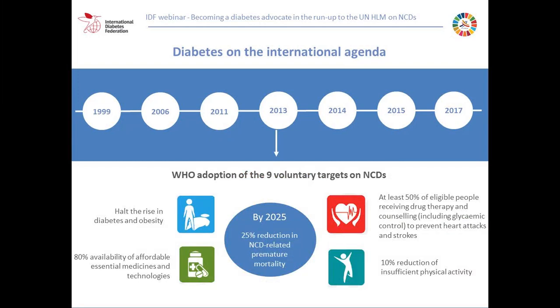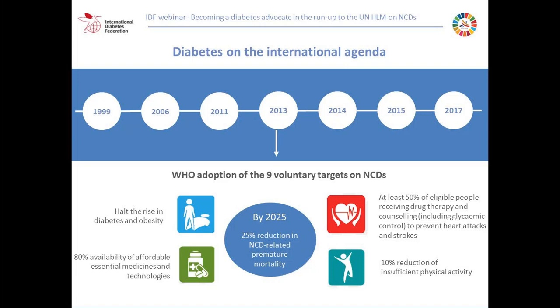adopted 9 voluntary targets on NCDs. That was in the year 2013 during the World Health Assembly. So this is part of a bigger framework. So the main objective, the overarching goal, is that by 2025, the NCD-related premature mortality will be reduced by 25%. And then there are 9 voluntary targets in this framework. Four of them are very related to diabetes.